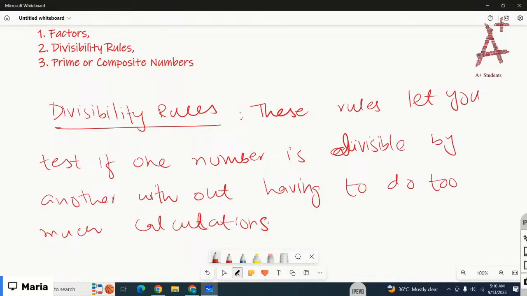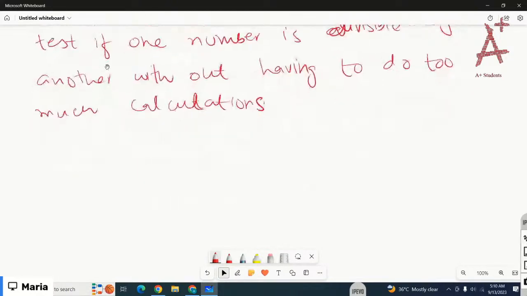Let's just start with an example. For example, you have a number that is 723. You need to see if the number is divisible by 3, right? 723, is 723 divisible by 3?